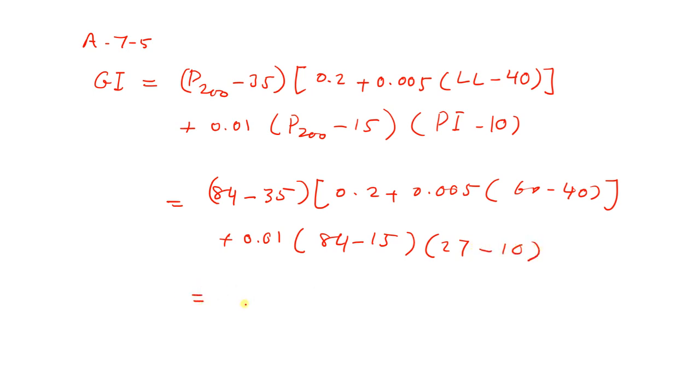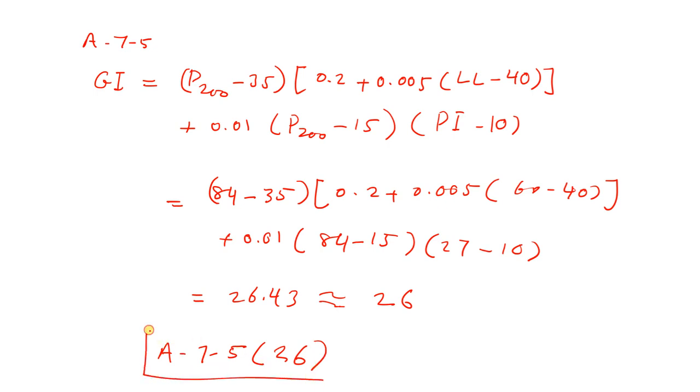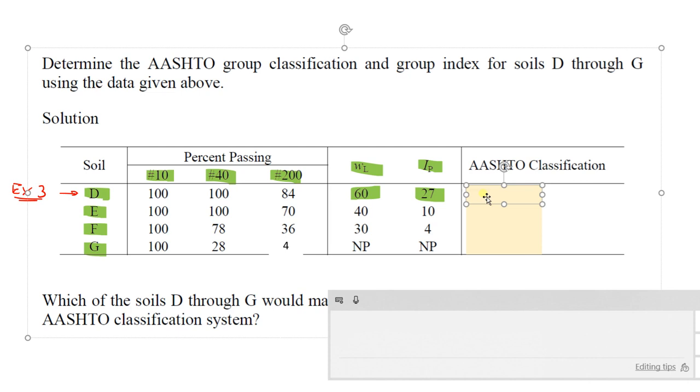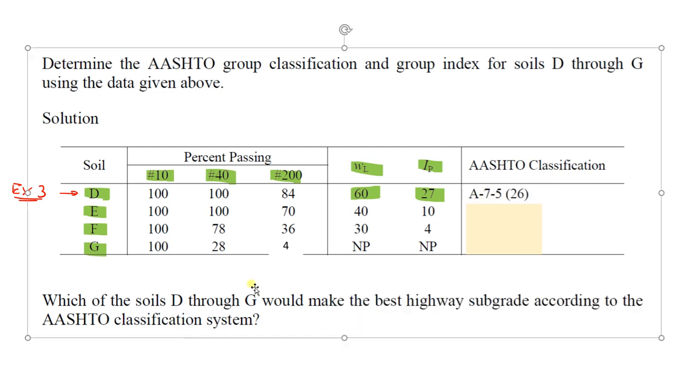Okay, simplify this. It will come as 26.43. Now what we are going to do, we are going to round off to a digit, or I can call it integer, whole number. So because it is less than 0.5, so it is going to be 26. So what is this classification? It is A75 with group index 26. So this is that classification. So what you can do is you can try yourself all other cases. So let me just check it here. So this is A75 with group index 26.